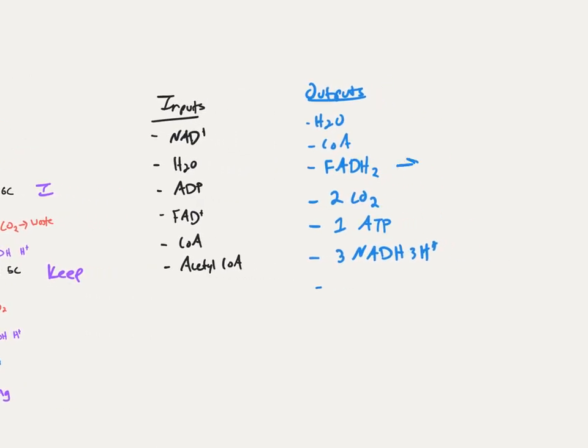Our FADH2 and our NADH are going to go to the electron transport chain and are super important to that step. The CO2 is a waste product. ATP is going to be used for the cell. And the CoA will get recycled.